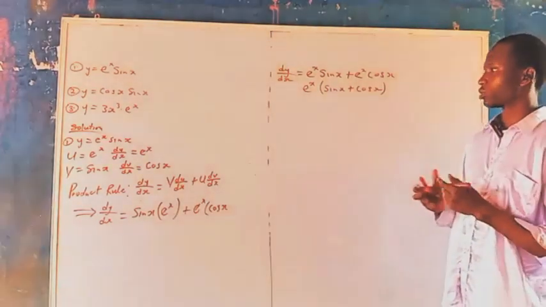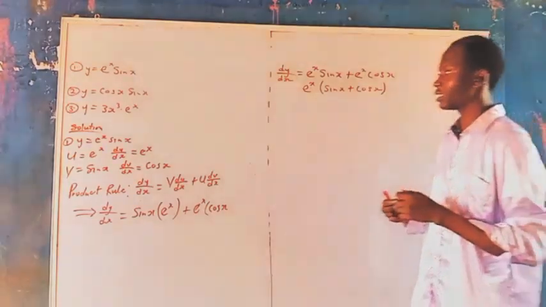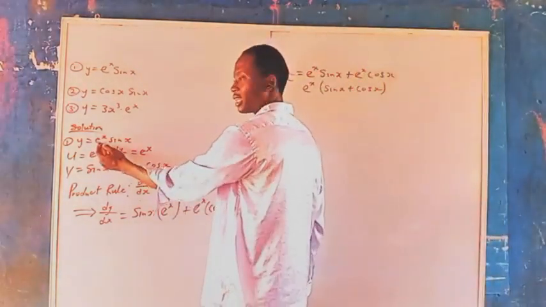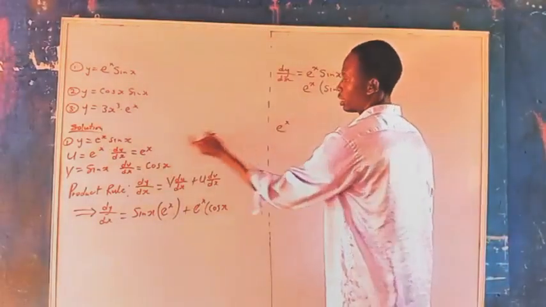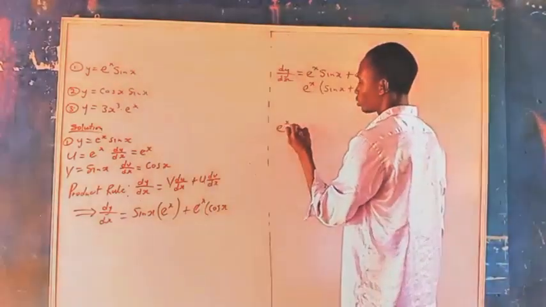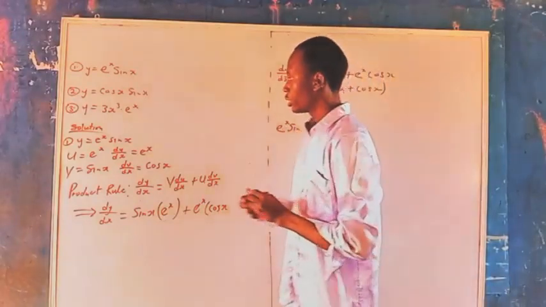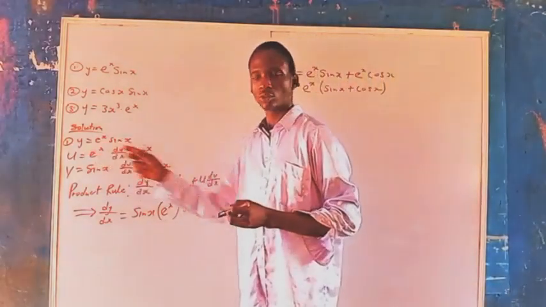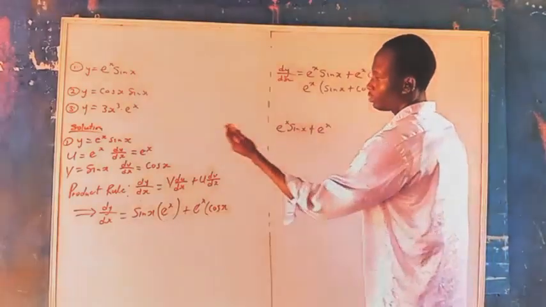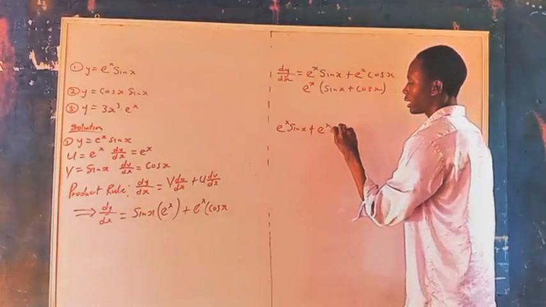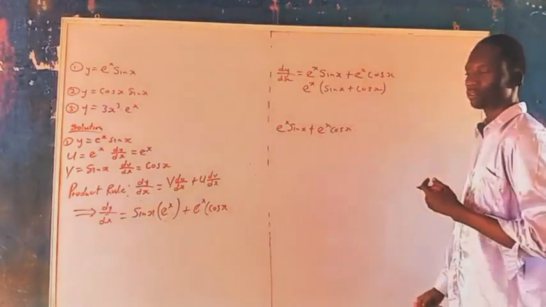Now, instead of making use of this, you can also do something like this. That is, you differentiate the first function, e to the power of x, which gives us e to the power of x, and you leave the second function, which is sine x. Now, you differentiate the second one and leave the first one, so that will be plus. You add them together: e to the power of x, and then if you differentiate the second one, that's cos x. You can see it's the same thing as what I have here.